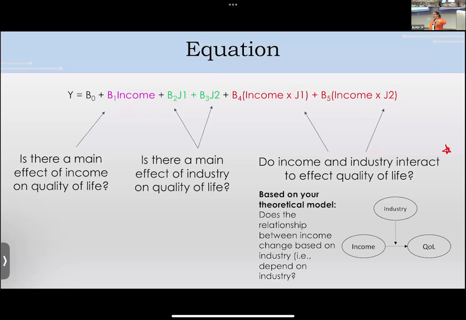So there's our theoretical model. Industry is operating as our moderator, which means this term is actually saying, does the relationship between income and quality of life change based on industry? See how that's different than saying, do they interact? Yes, are we clear on that? Right? It's contextualize versus decontextualize. The more you can practice contextualizing that way, the easier storytelling gets at the end. Questions about this? Questions online?